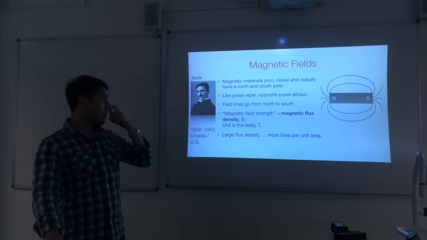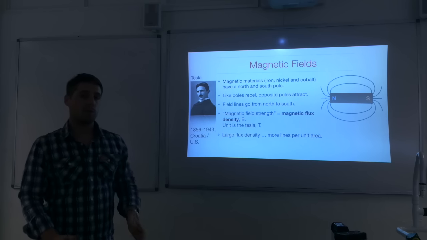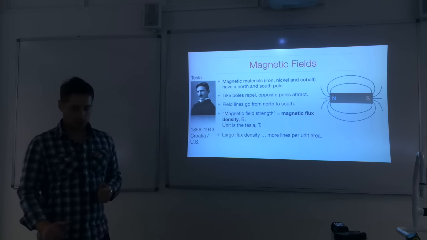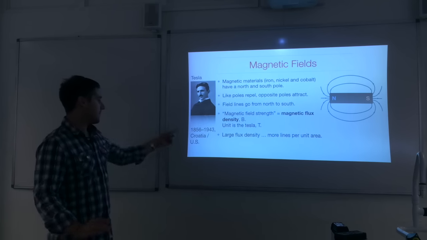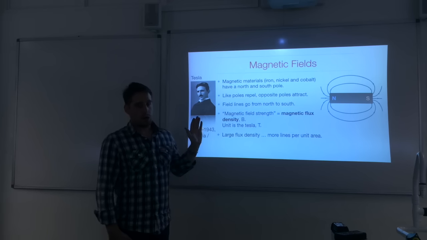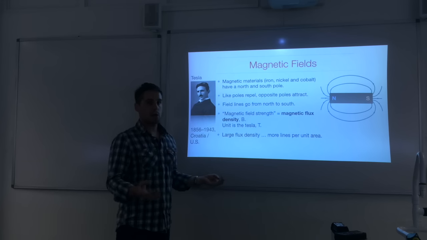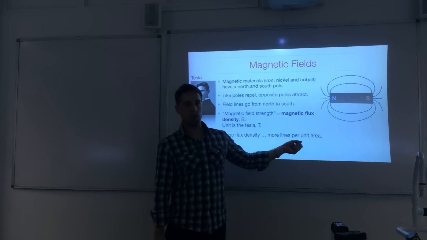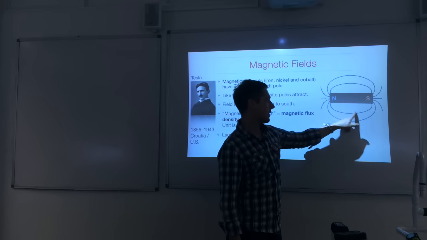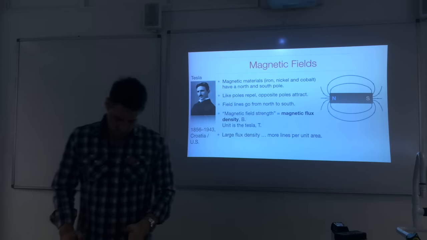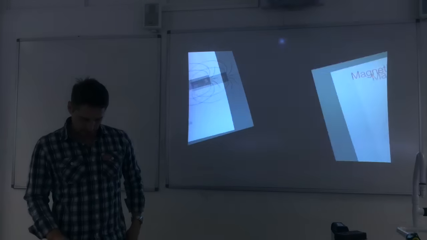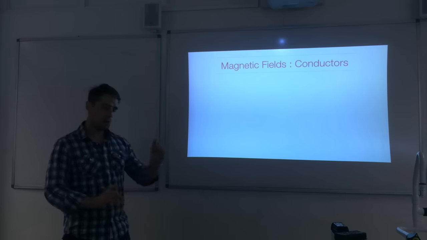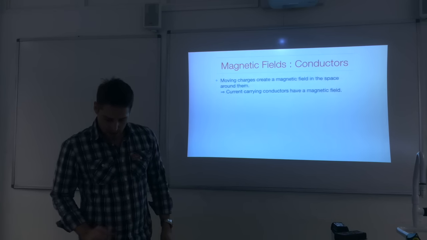The magnetic field strength is a quantity called magnetic flux density. That's given the symbol B, and the unit of that is the Tesla, named after Nikola Tesla, and he was from Croatia. If you have a large flux density, so you have a strong magnetic field, then that means you have more lines per unit area. So you can see the field is stronger here than here. Alright, so those are magnetic fields for permanently magnetic materials, like bar magnets and so on.